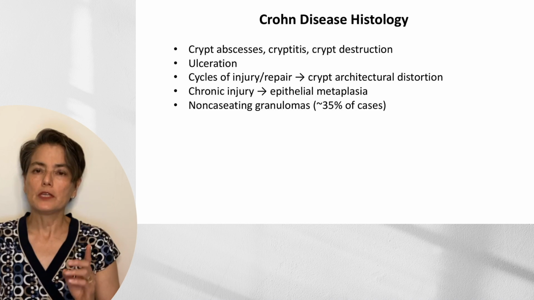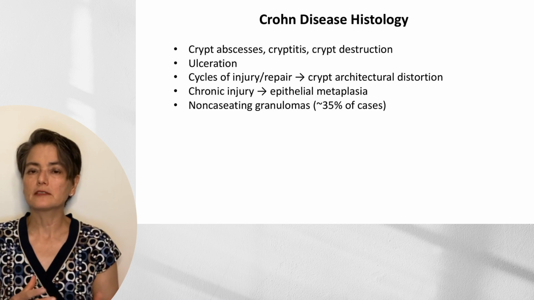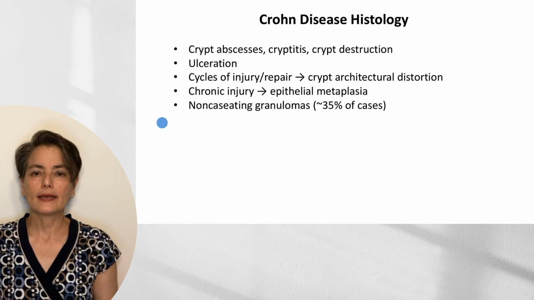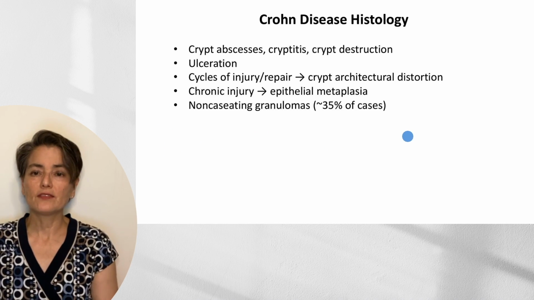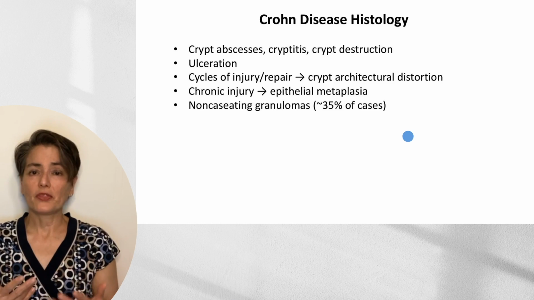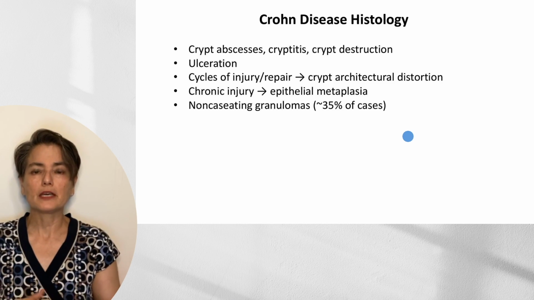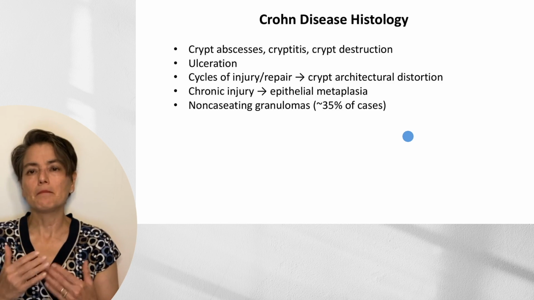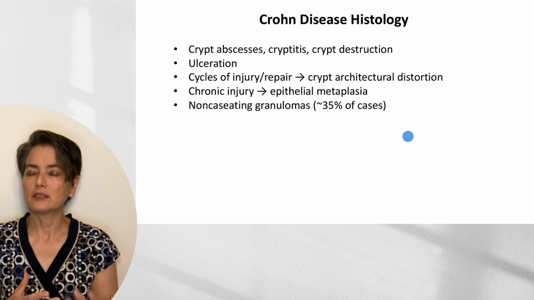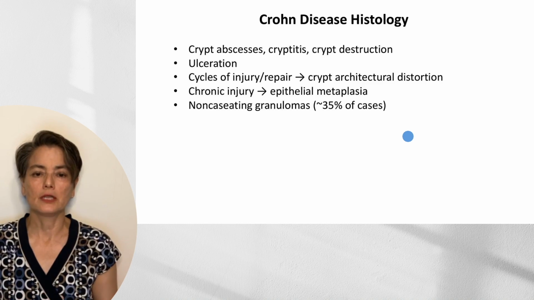But something that we see in Crohn's disease that we do not see in ulcerative colitis are non-caseating granulomas. These are seen in about 35% of cases, and we don't actually, as pathologists, spend a lot of time looking for them because we can tell by looking really at that transmural inflammation. That's going to be a much better indication for us that we're considering Crohn's disease as opposed to ulcerative colitis.